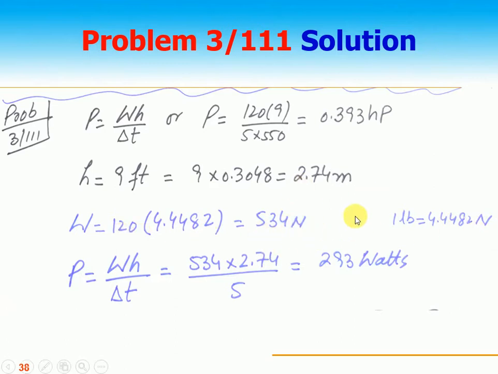So I have force in newtons and a height in meters. I just put WH by delta T, and I get 293 watts. So this is 293 watts, or if you want to convert this also into horsepower, you can just divide by 746, you will get the same answer.